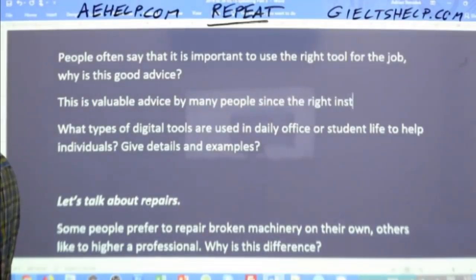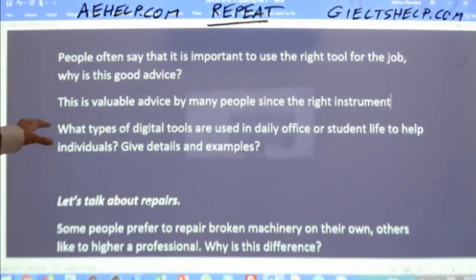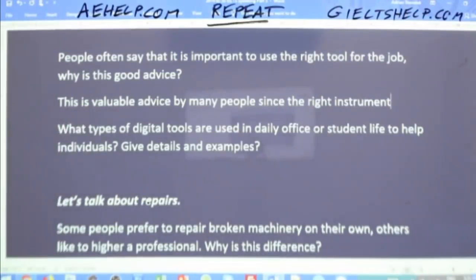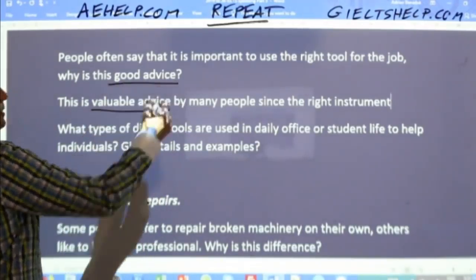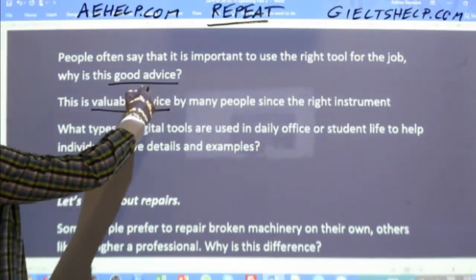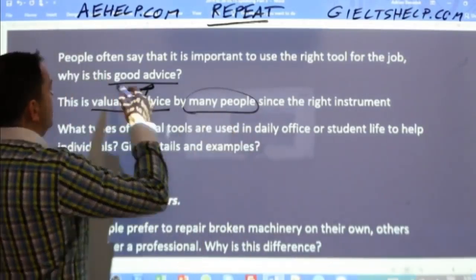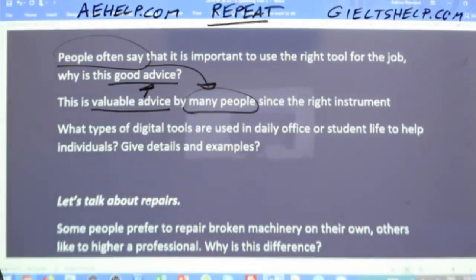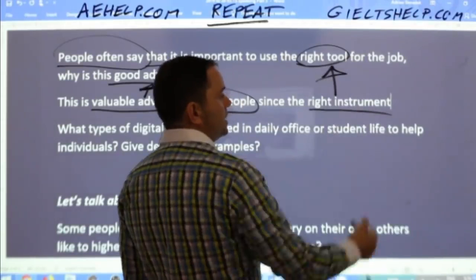the right instrument, okay, and I'm going to stop here for a second, all right, before I give further information here or further response. Notice what I'm doing, okay? Valuable advice, good advice, okay? I'm showing that I understand the question by many people, okay? People often say, many people. I'm reflecting the question, okay? The right tool, the right instrument using some paraphrasing.